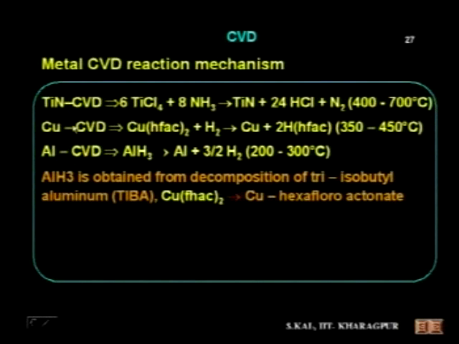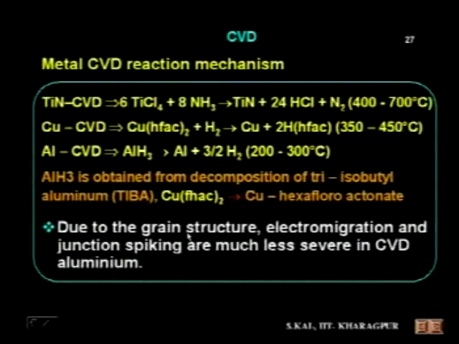Okay. Similarly, for copper, Cu(HFAC)2 is basically copper hexafluoroacetonate. So this will be HF, not FH. Some mistake is there. HF. The HF is a hexafluoro. Cu(HFAC)2 is copper hexafluoroacetonate.